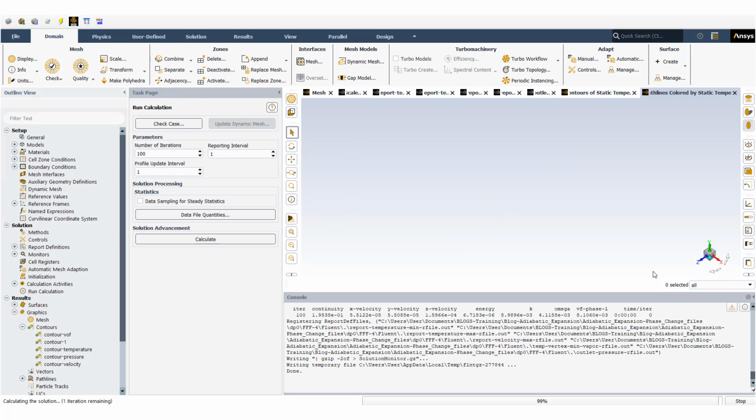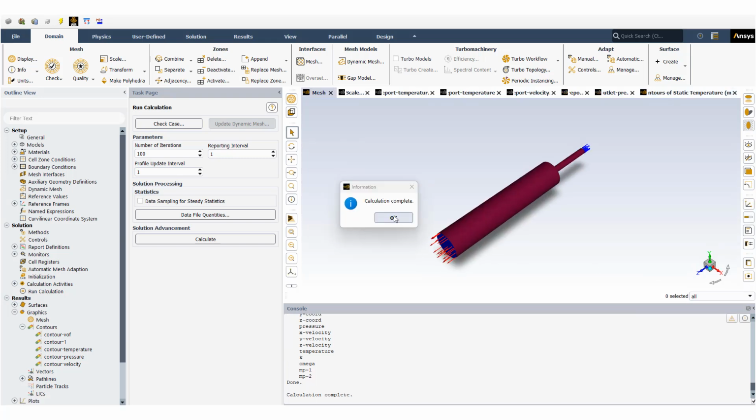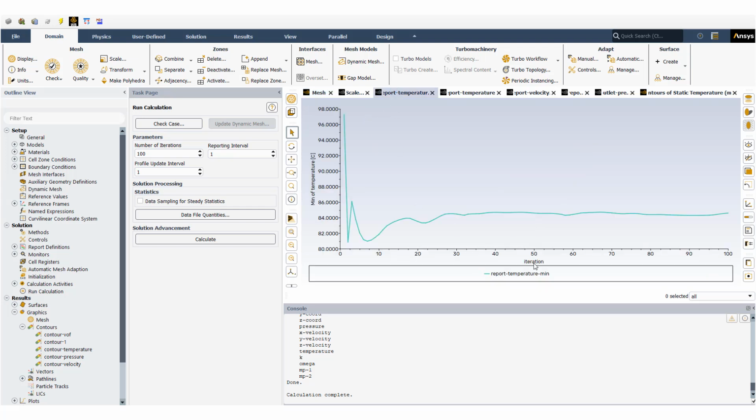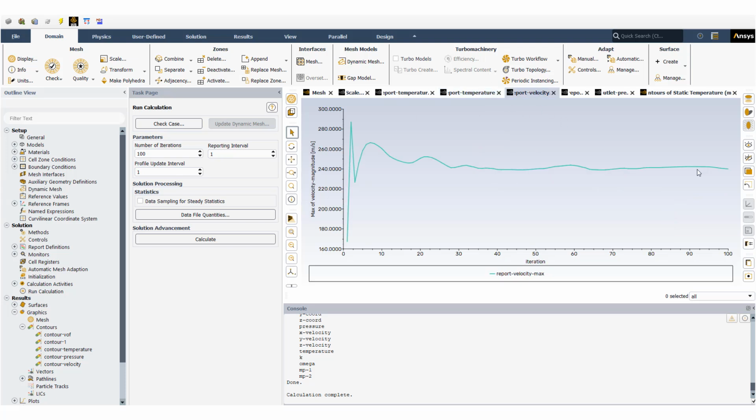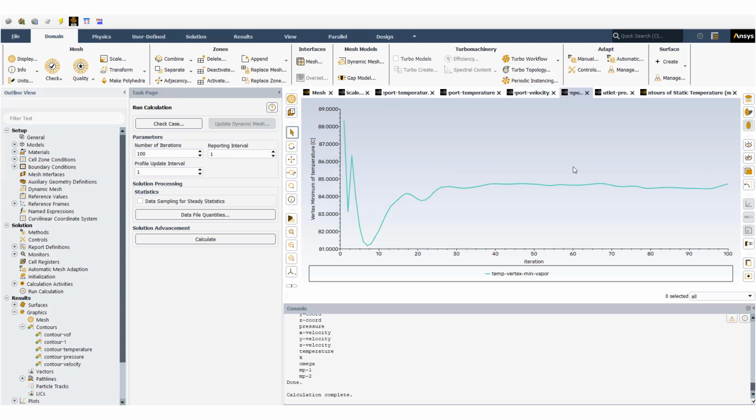The solution is completed. This is the plot for minimum temperature, about 84 as before, 84 degrees. This is maximum temperature, a little bit less variable. You can see that maximum and minimum are very close along the velocity axis and temperature axis. Velocity is also less fluctuated. This is also vortex minimum for temperature.